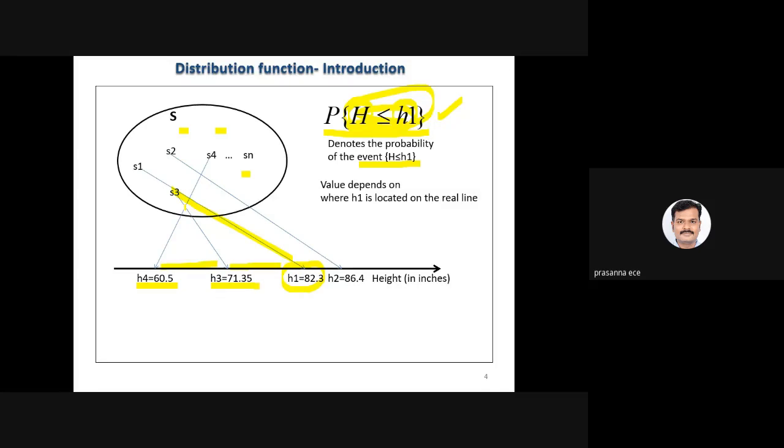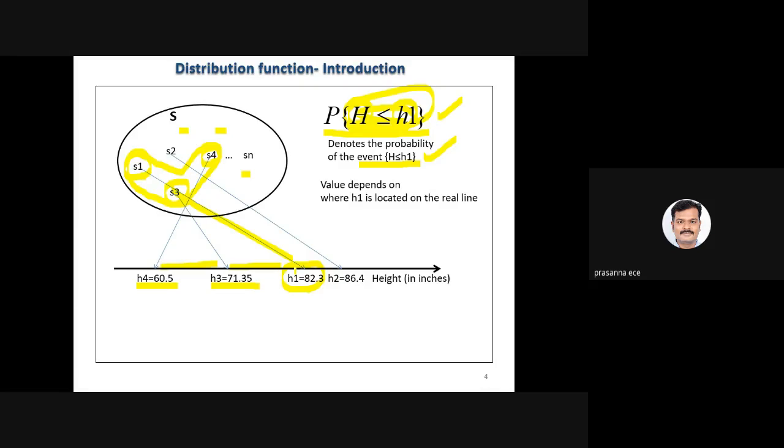Okay, so h1 corresponds to s1, and h3 corresponds to s3, h4 corresponds to s4. So what is this event then? H less than h1 is nothing but the subset which includes s1, s3, and s4. If you are selecting the group of these three students, then we say the event capital H less than or equal to h1 has occurred.